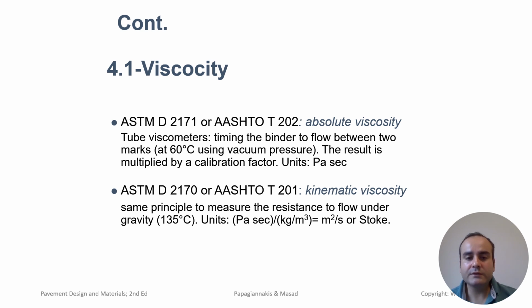In kinematic viscosity, the same principle to measure the resistance to flow under gravity is used. So there are different units for this viscosity. For example, Pascal second is one of them. This test is done at 135 degrees C.